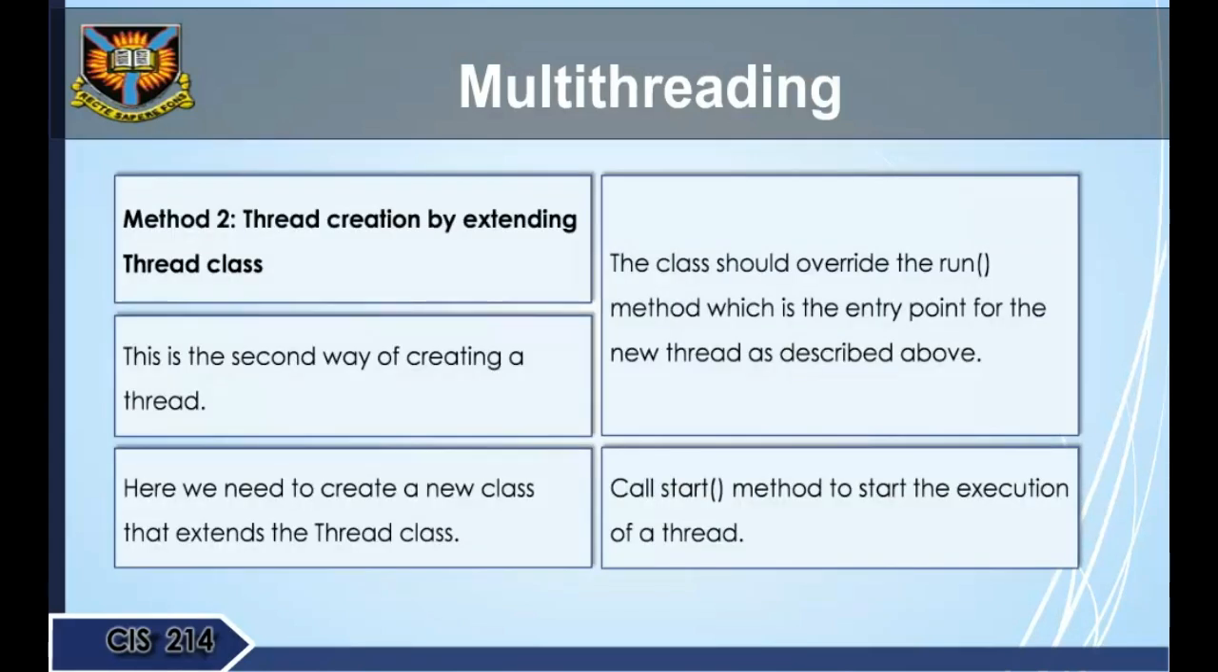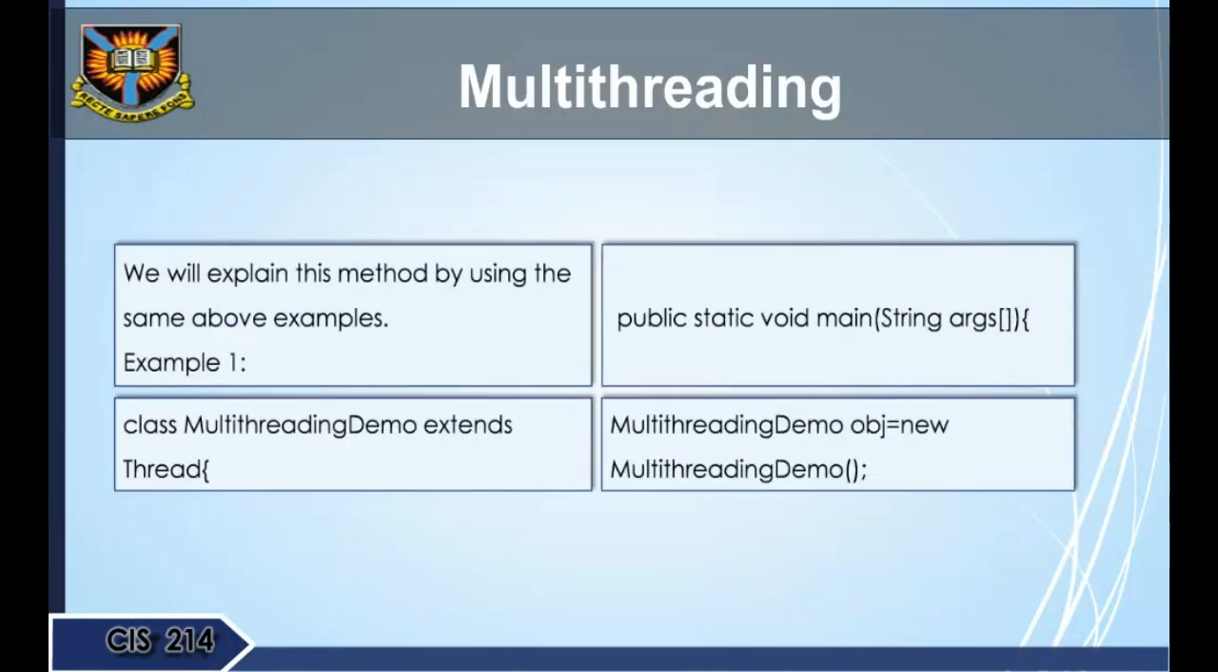Method 2. Thread creation by extending the Thread class. This is the second way of creating a thread. Here we need to create a new class that extends the Thread class. The class should override the run method, which is the entry point for the new thread as described above. Call the start method to start the execution of a thread. We will explain this method by using the same above example.